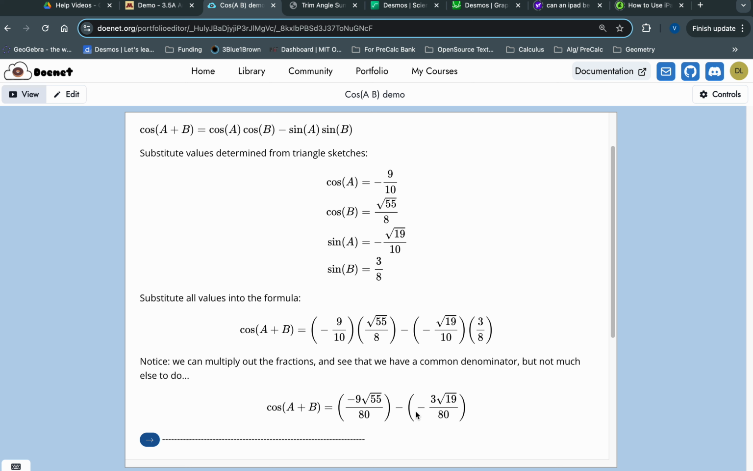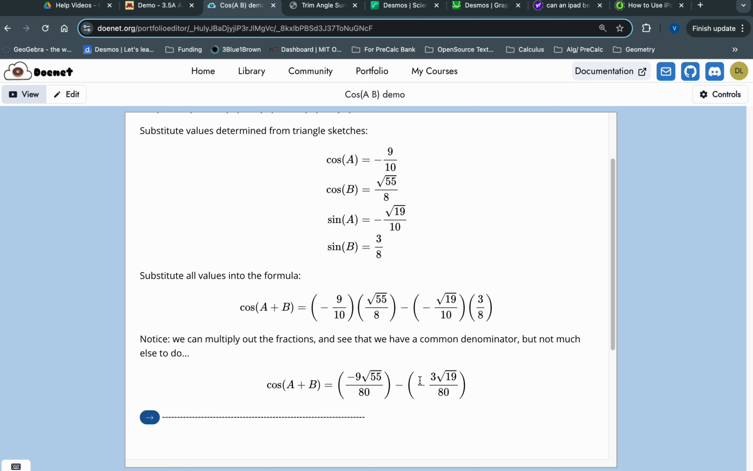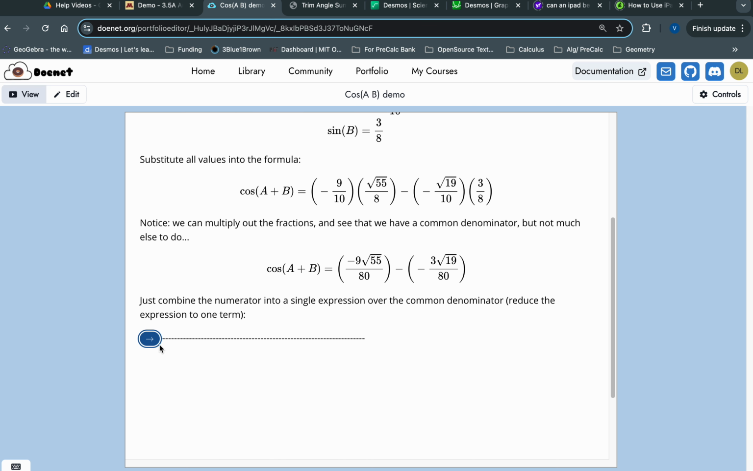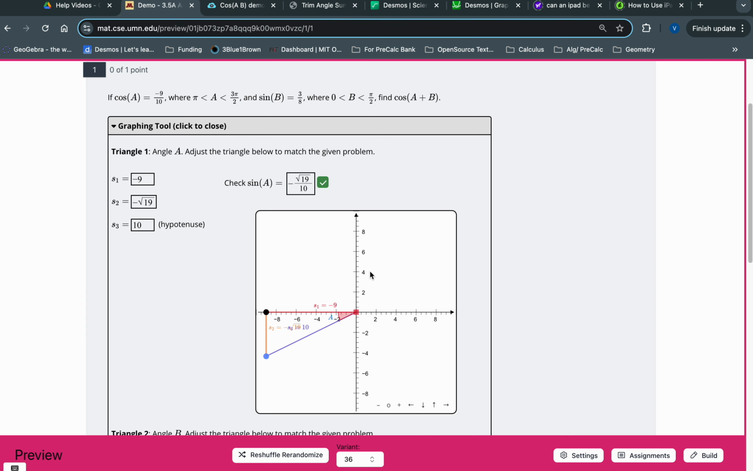And we see that we do have a common denominator of 80. So we can, at the very least, combine these two terms into one yucky expression in the numerator over a single common denominator. So let's go ahead and do that. And we end up with -9 square root of 55 plus 3 square root of 19 over 80. So I'm going to type that in.